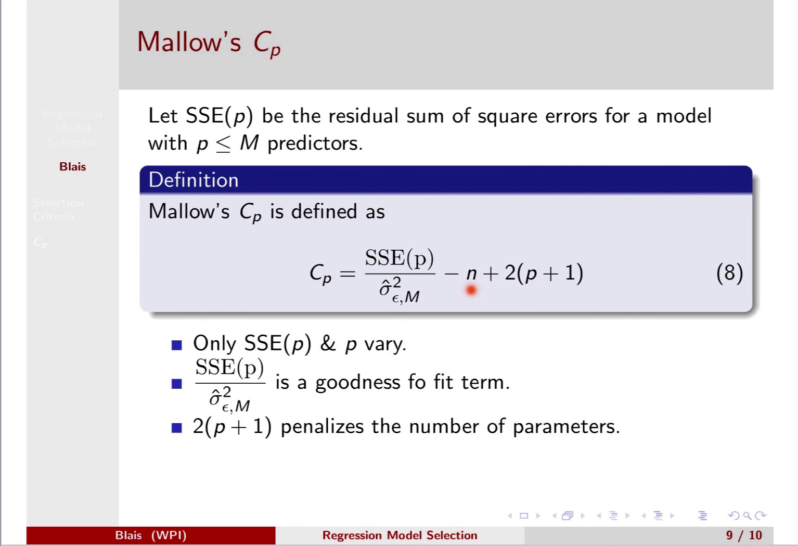Then we have n, which is not varying. That's our sample size. And then we have 2 times p plus 1. This is a penalty on the number of parameters. And so this is another term that we want to minimize. So we again have this balance where this term is being minimized for a goodness of fit term, and this term is being minimized to penalize our parameters. And that gives us this parsimonious way of using a term to minimize that balances goodness of fit and trying to err on the side of fewer parameters.